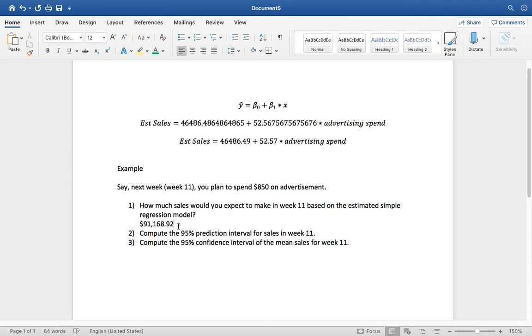And we've actually got software, which I'm going to just pop over in a second and show you how to actually do. We have software, we've got a template that you can use in Excel, and you can use it on the exam. And then finally, part 3 says compute the 95% confidence interval of the mean sales for week 11. Now, this wording I've taken directly from the PowerPoints and is somewhat misleading. That is saying for week 11.